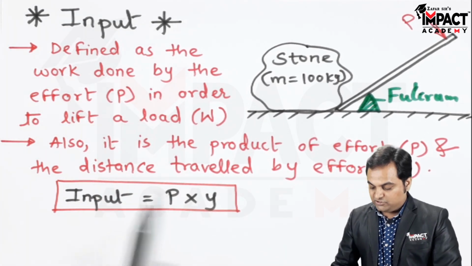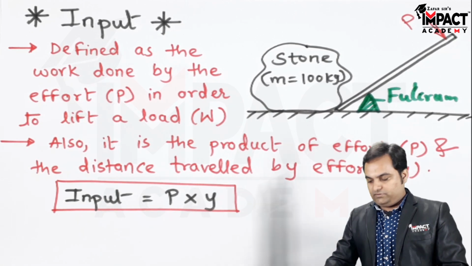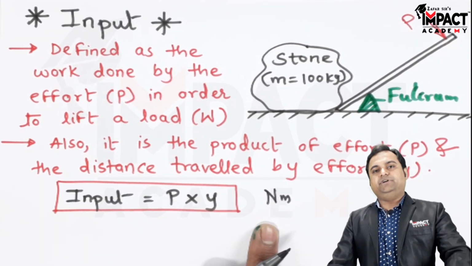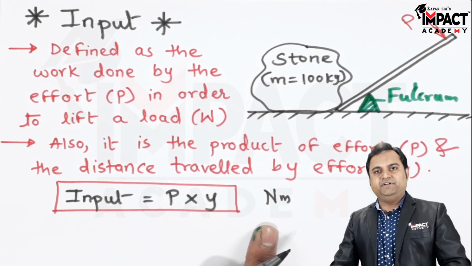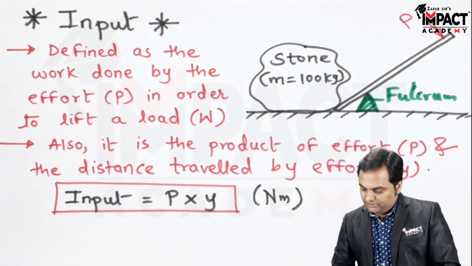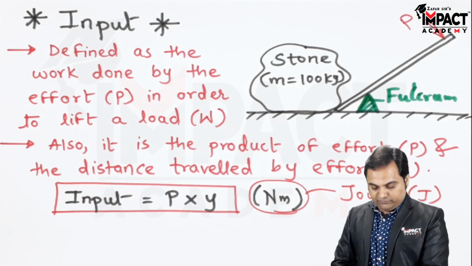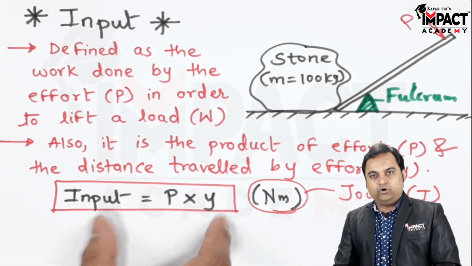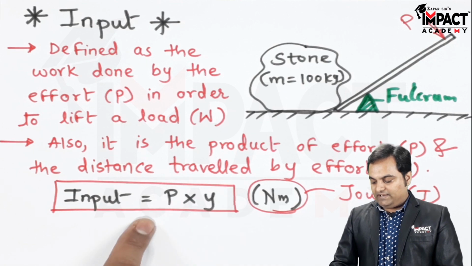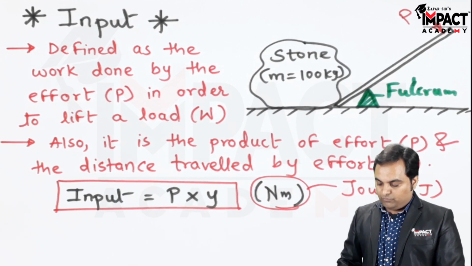And since effort, I am assuming, is in terms of Newton, it can even be in terms of kilonewton, and y is in terms of meter, so the unit is Newton meter. It can have any other unit like kilonewton meter, kilonewton centimeter, or Newton centimeter, anything. And here we can see that this unit Newton meter is nothing but joule. And since joule is the unit of work, we can say that input is the work which is spent in order to move this object by applying an effort P.